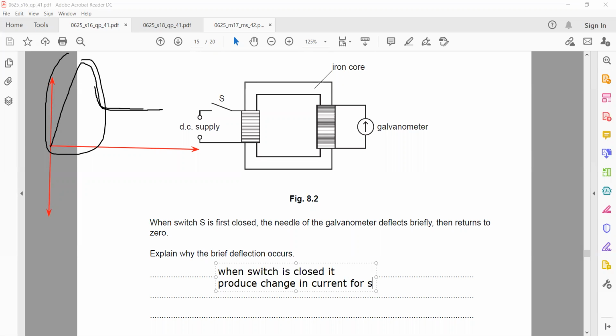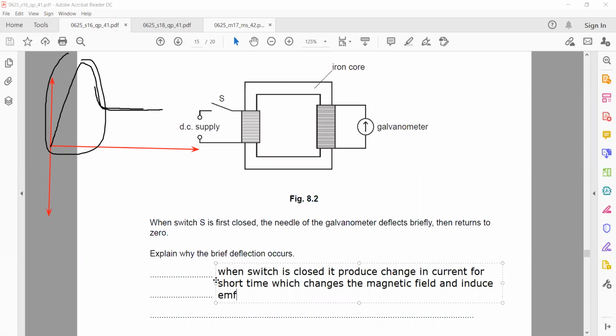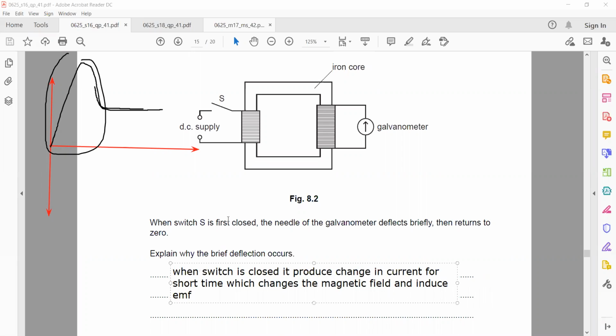For a short instant, when the switch is closed, it produces a change in current for a short time, which changes the magnetic field and induces an EMF.